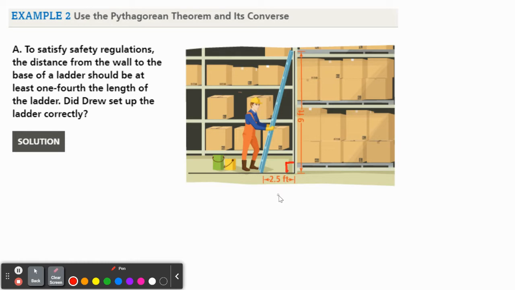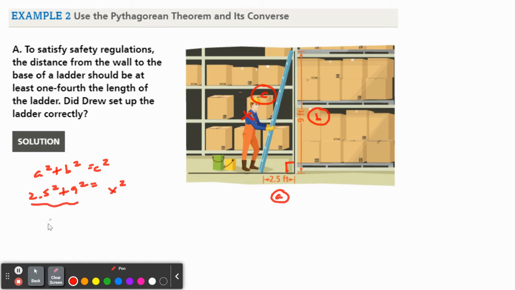Let's call 2.5 a. Let's call 9 b. This ladder is represented by the hypotenuse c. We must find it using the Pythagorean theorem: a squared plus b squared equals c squared. I'm going to do 2.5 squared plus 9 squared equals, and I guess I called this x, so equals x squared.